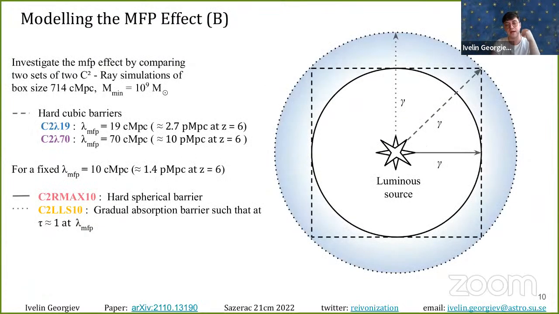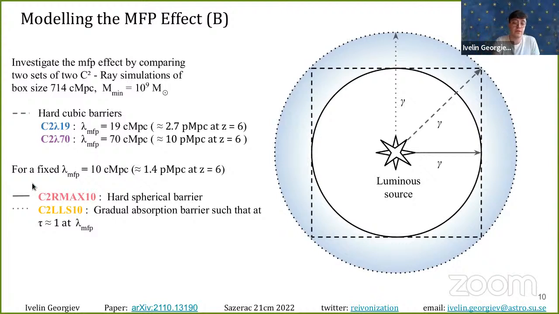So in order to do this, I study two sets of simulations using the C2Ray code, with a size of 714 comoving megaparsecs. The first set of simulations uses a hard barrier, and I've applied two different values of the mean free path: one is 19 comoving megaparsecs, so not too dissimilar to the Becker et al. 2021 measurement, and the model in purple has a mean free path hard barrier value of 70 comoving megaparsecs. So that's not too dissimilar from the interpolated value.